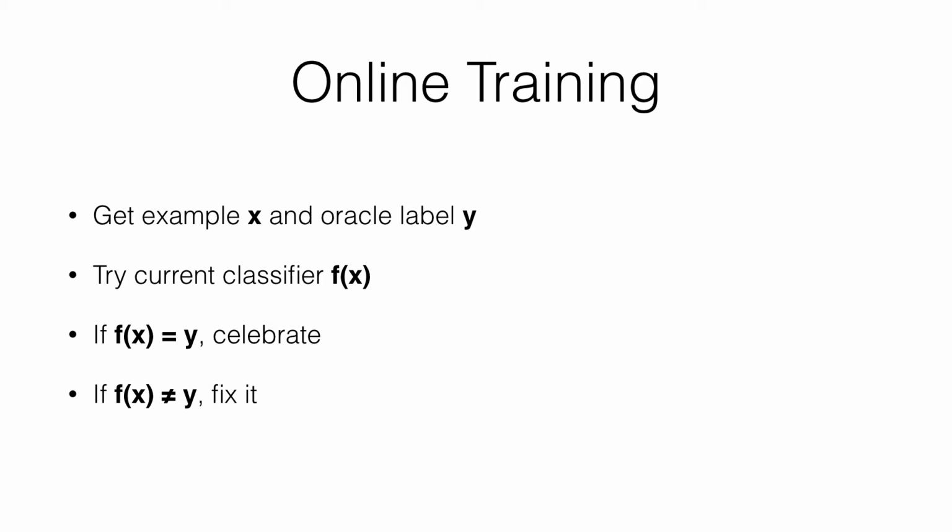This is the basic, very high level principle behind the Perceptron learning algorithm. What we do is we try the current classifier. We compute f of x, and then we compare: is f of x equal to the true label? If it is, then we celebrate. We're happy, and we don't have to do anything. However, if f of x is not equal to y, then we have to do something to fix this problem. We've gotten the example wrong, so we want to adjust our model to fix our mistake.